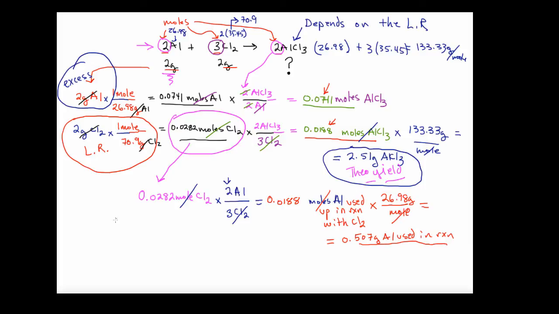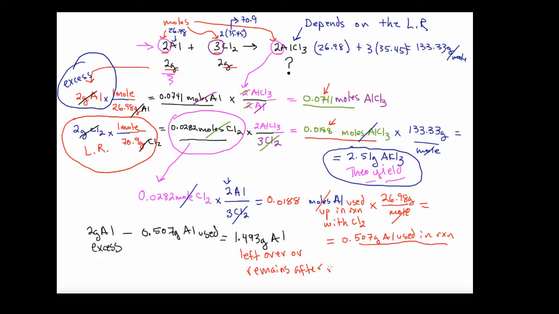So now what I'm going to do is pull down the mass of the aluminum that was given to us in excess, and I'll label it. We're going to subtract from that the mass used. And what we have left over is going to be 1.493 grams. This is approximate. I'm not paying any attention to significant figures. This is the aluminum that is left over or remains after the reaction is over. All right, I'll go ahead and circle that.